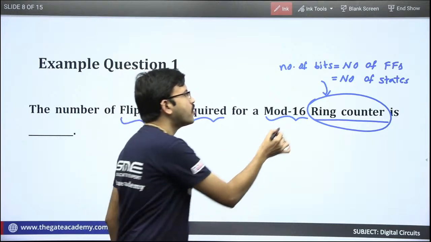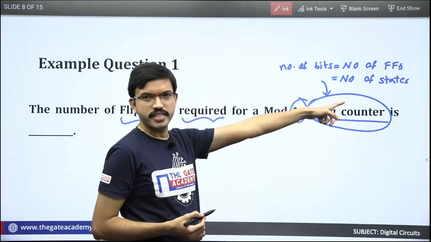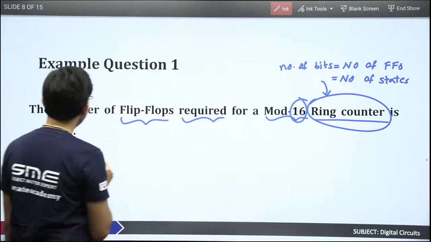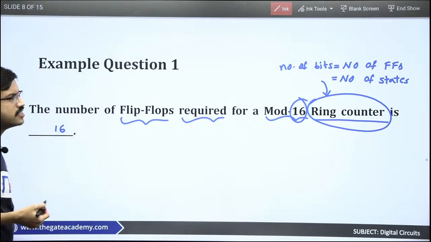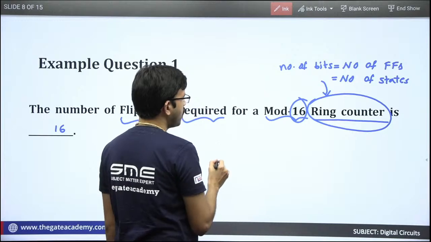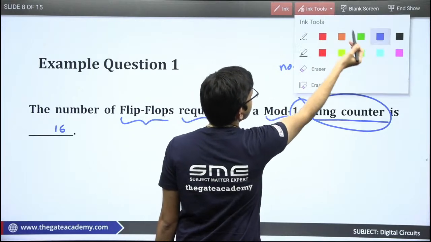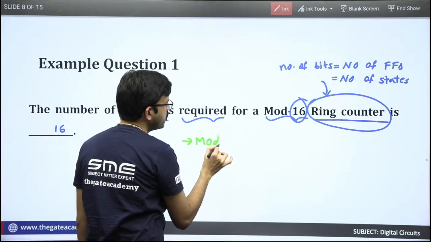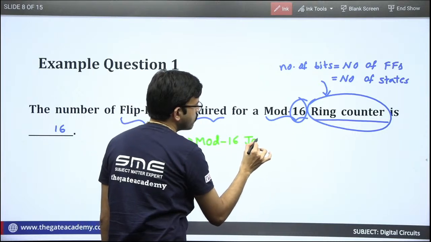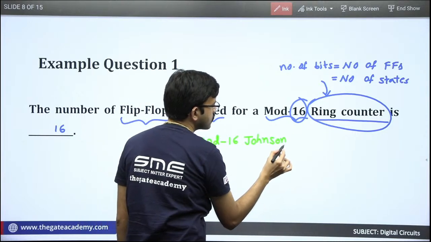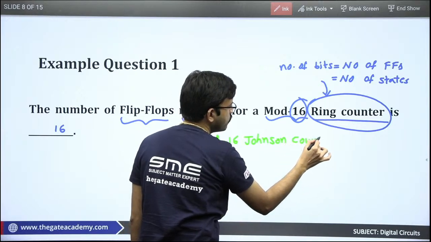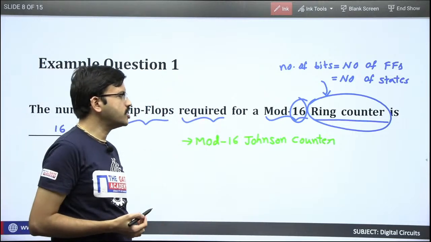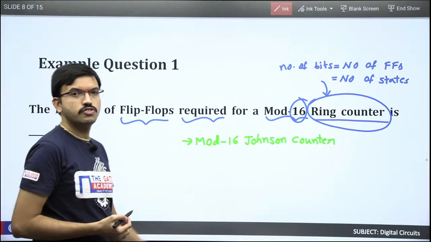See, here you are having mod 16. Here 16 indicates what? Number of states. In the ring counter, number of states, number of flip-flops, number of bits, all are same. That means here the answer is 16. Suppose if they ask the same question for mod 16 Johnson counter, what is the answer? The number of flip-flops required for mod 16 Johnson counter. Now tell me what is the answer for this question?